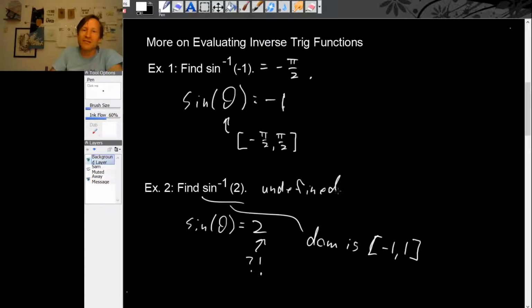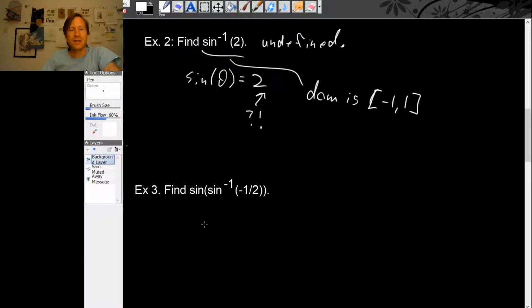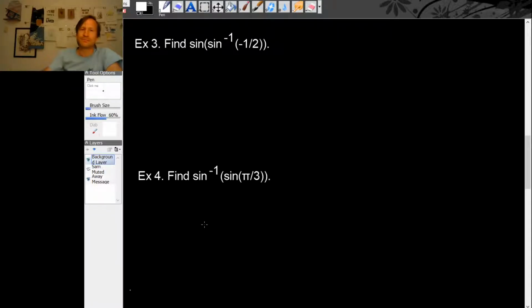And this happened because the range of sine is so small, the domain of inverse sine is also quite small. So got to be careful about that. That happens for cosine as well, of course. For inverse tangent, its domain is actually all real numbers because the range of tangent is all real numbers. Okay, so that's one thing to be careful about with inverse trig functions. Some of them have pretty small domains.